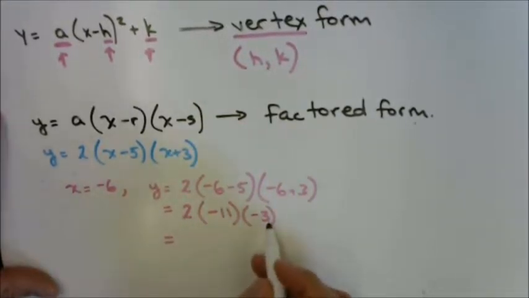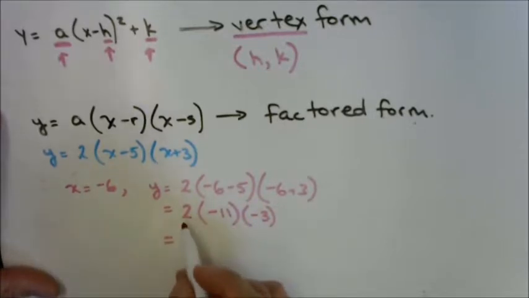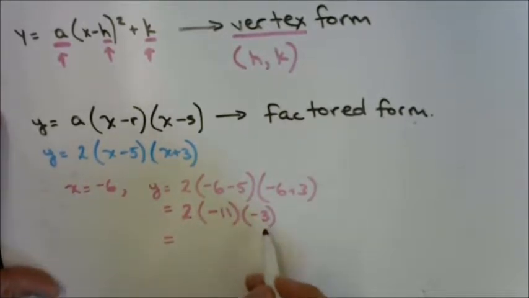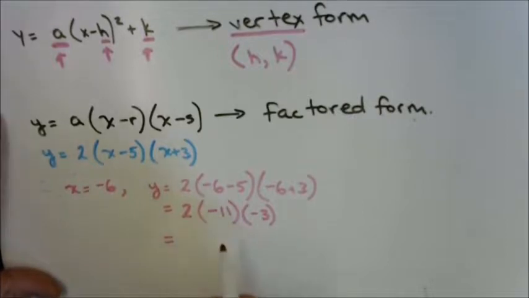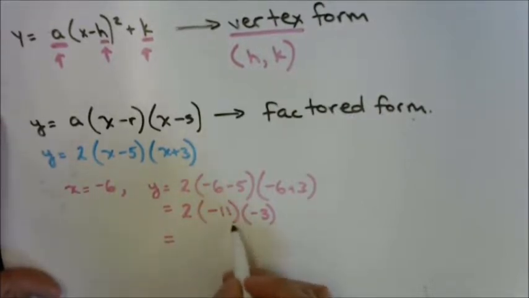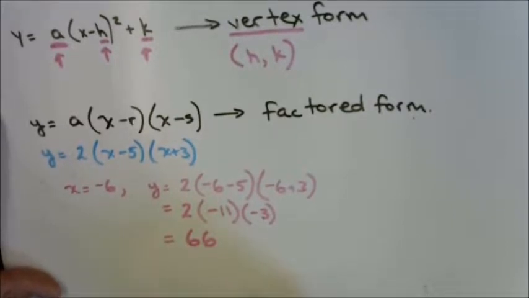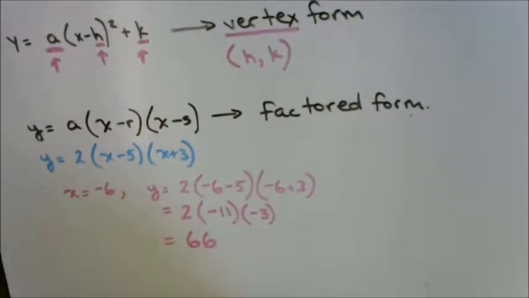Now I have multiplication. I can do this in any order. I can do 2 times 3 and then times 11, or I can do 2 times 11 then times 3, or I can do 3 times 11 times 2. I usually like to end with my 2 because it's the easiest to deal with in big numbers. So I'm actually going to go with positive 33 times 2, which is positive 66. So in your y column, right beside x equals negative 6, you'll have a y value of positive 66.